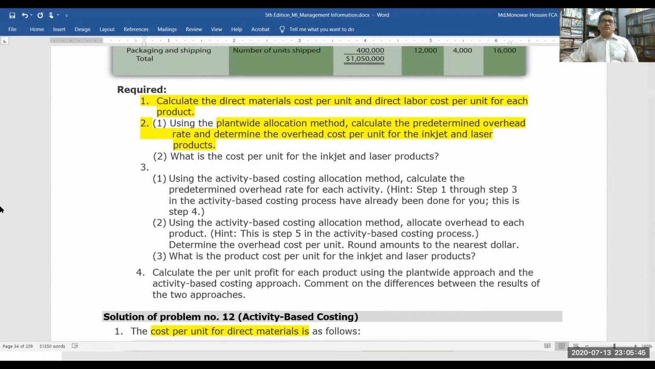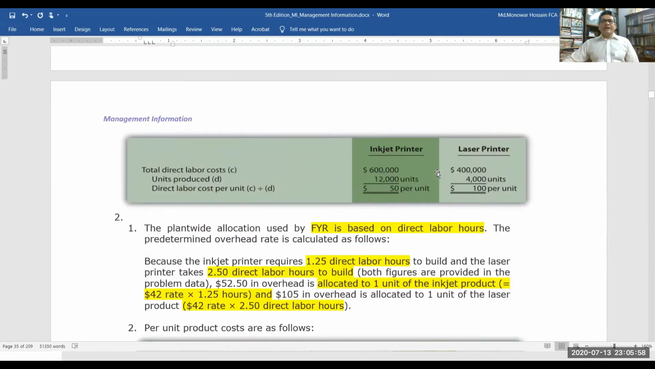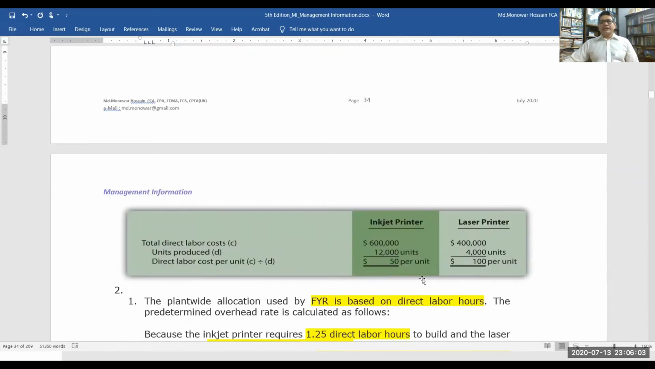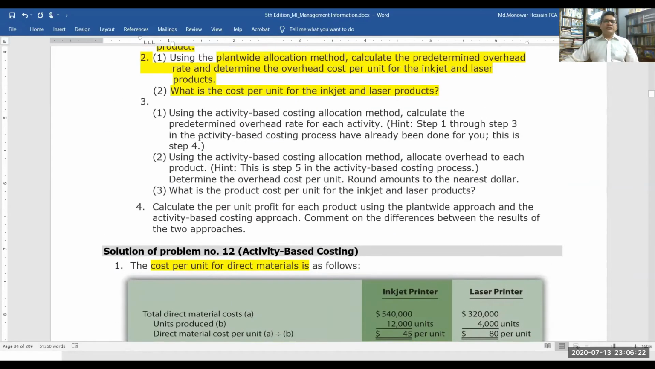2. What is the cost per unit? So the cost per unit is direct material, which we have received: 45 and 80, and direct labor 50 and 100. These figures here, and the overhead we just allocated is 52.5 and 105. So the total product cost per unit is 147.5 and 285.